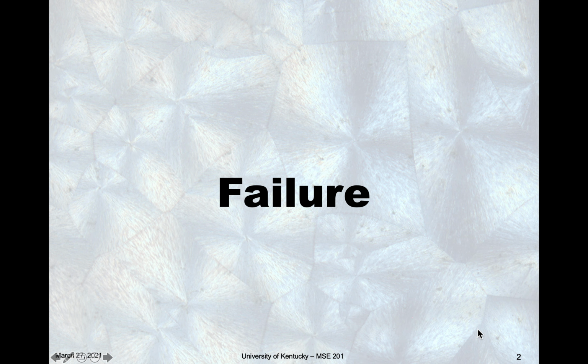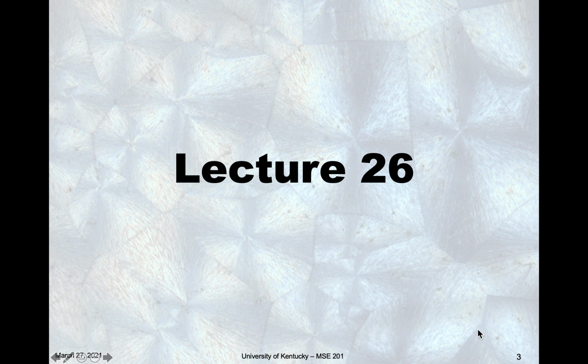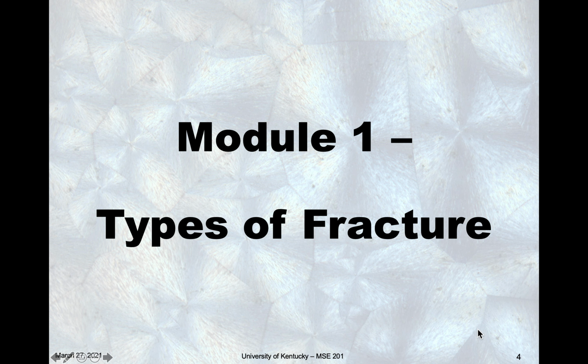All right, so starting with this module and through the next several modules, we're going to talk about failure. This is chapter 9 in our textbooks, and that's what we're going to talk about today. The first module is going to look at the types of fracture that can occur. Basically, in this chapter, we're going to look at how things break.